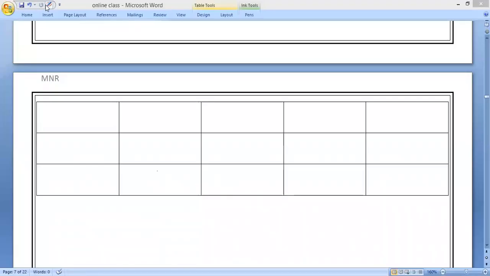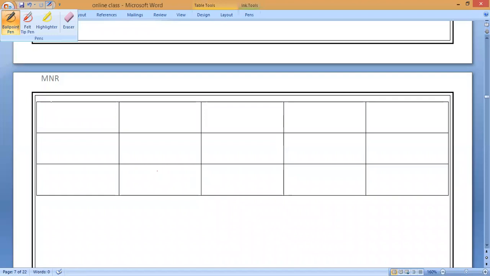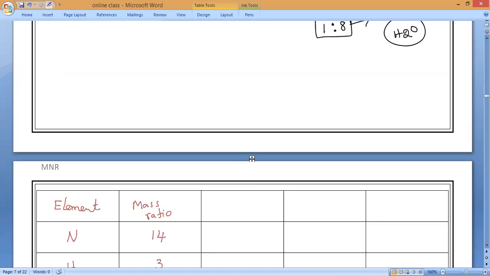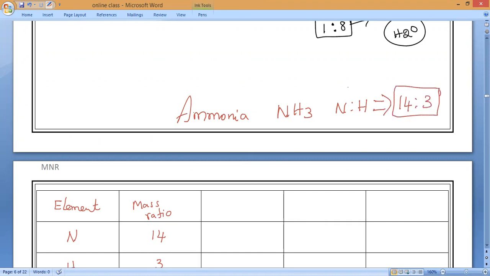Yes, sir. Okay. So ammonia, first one. What is the first column that will come? Element. What is the name of the element present here? Nitrogen and hydrogen, sir. Next, second column. Mass ratio. What is the mass ratio? They have given 14:3. Okay. So that is the mass ratio. Ammonia, please remember, very, very important one. Ammonia, NH3. So nitrogen to hydrogen mass ratio is 14:3. That is what you have to remember.